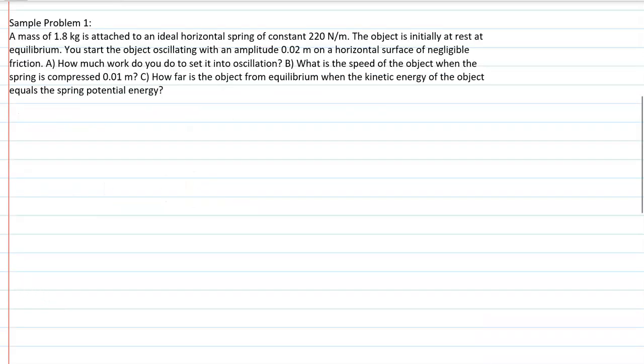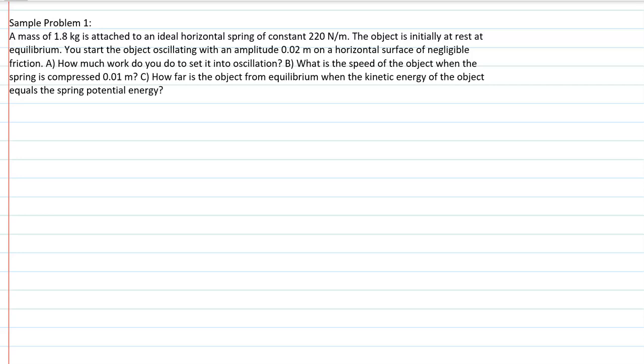So sample problem 1. A mass of 1.8 kilograms is attached to an ideal horizontal spring of constant 220 newtons per meter. The object is initially at rest at equilibrium. You start the object oscillating with an amplitude of 0.02 meters on a horizontal surface of negligible friction. How much work do you do to set it into oscillation? What is the speed of the object when the spring is compressed 0.01 meters? How far is the object from equilibrium when the kinetic energy of the object equals the spring potential energy?